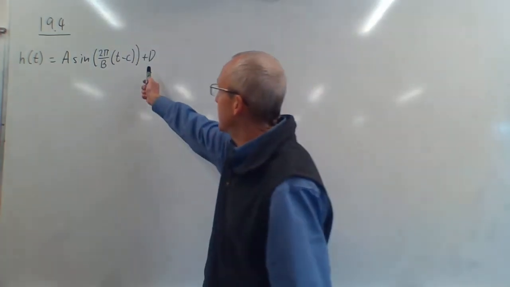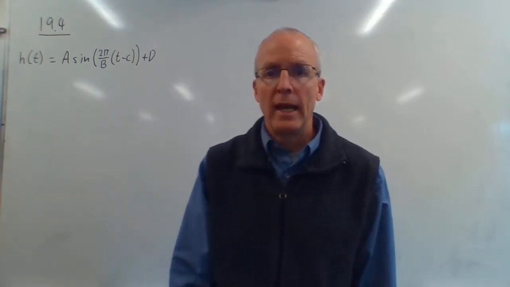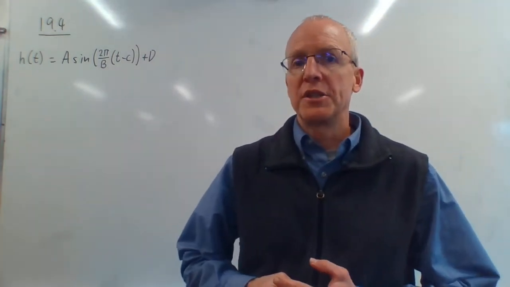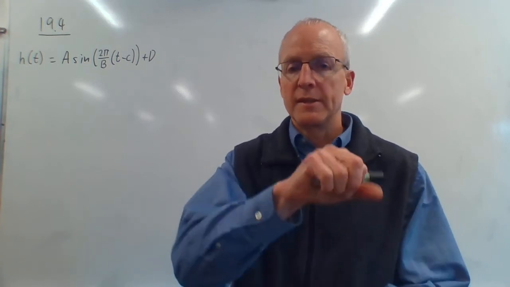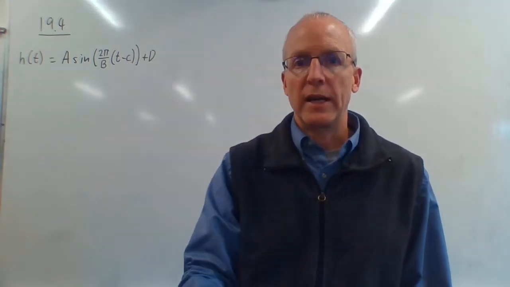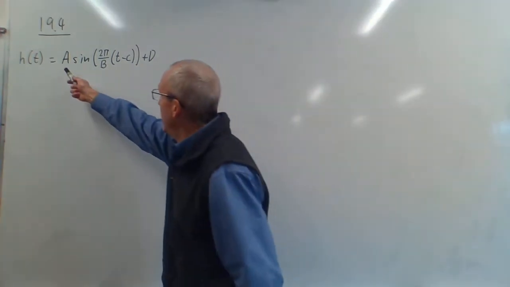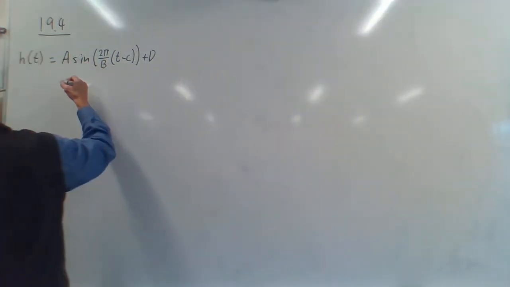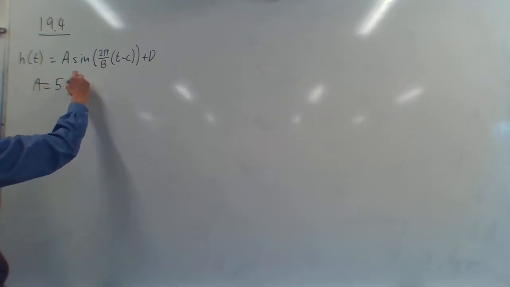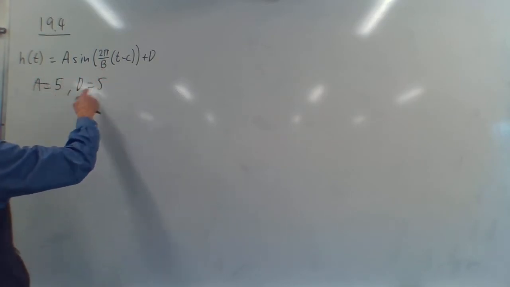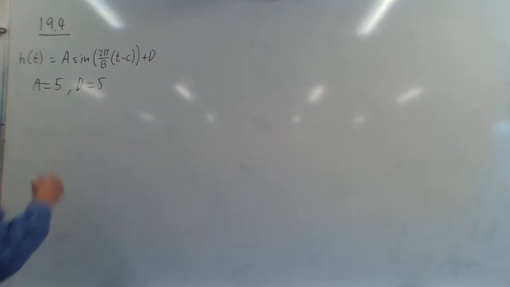So our D here is going to be 5. Sorry, yes, the average is 5, and the amplitude is 5. It starts in the middle at 5, goes up 5, goes down 5. So both A and D are going to be 5. So I can write that: A equals 5, the amplitude is 5, and the average is 5. So it goes up to 10, down to 0.